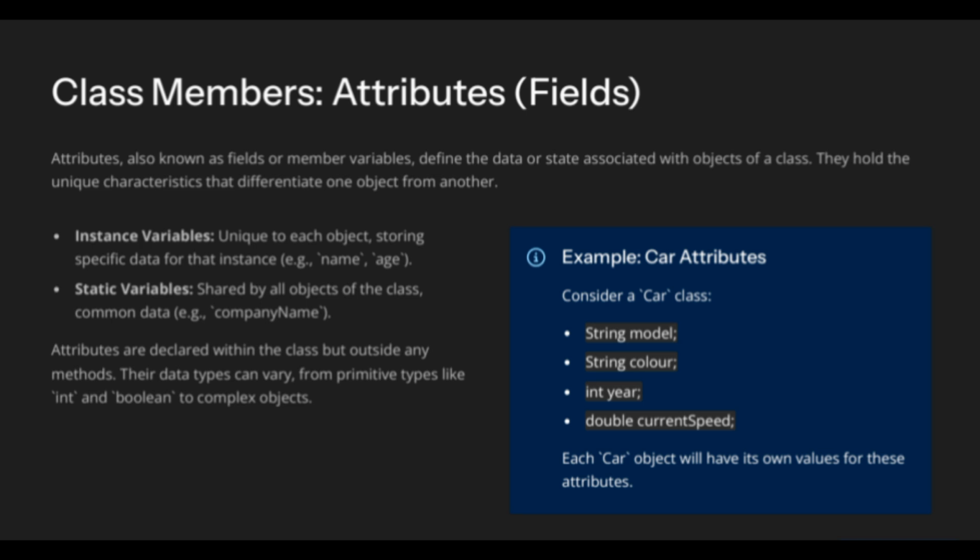Attributes or fields define the data of a class. There are two types: instance variables, which are unique to each object, and static variables, which are shared by all objects. For example, in a car class, we can have attributes like model, color, year, and current speed. Each car object will have its own values for these attributes.